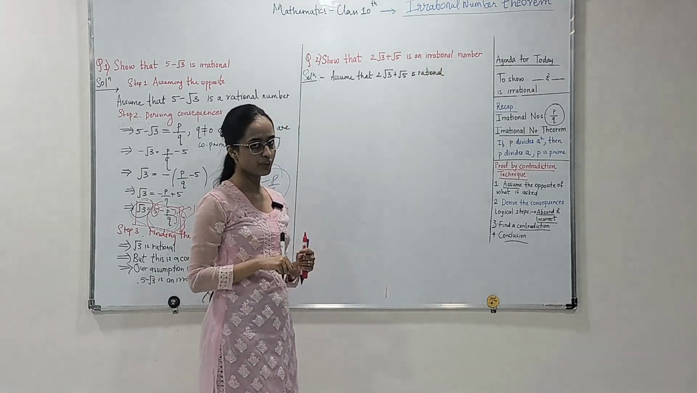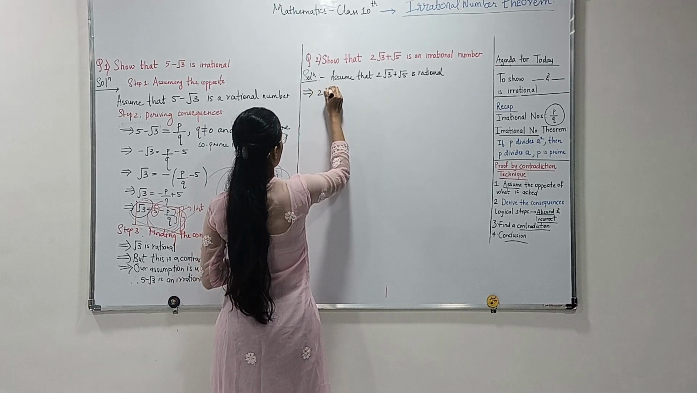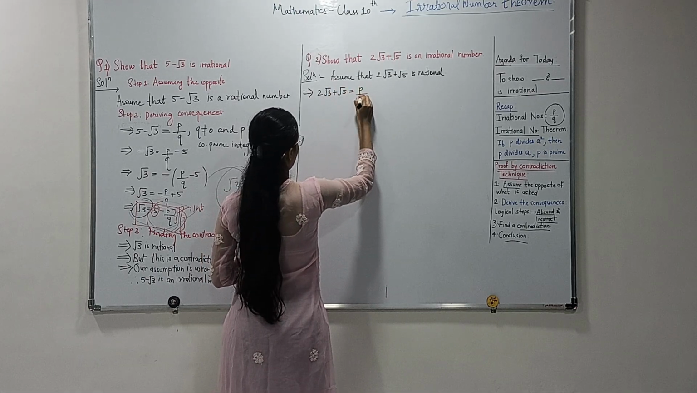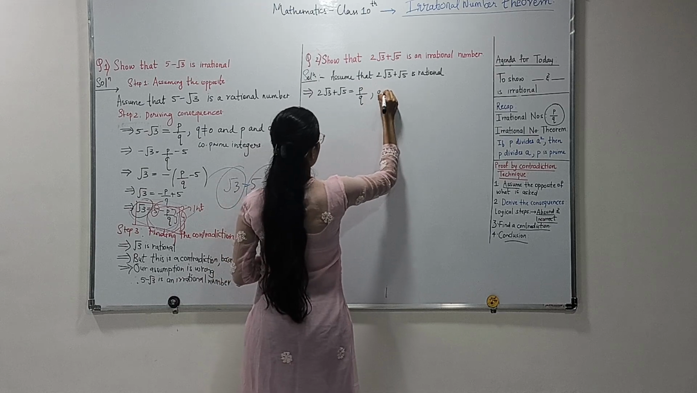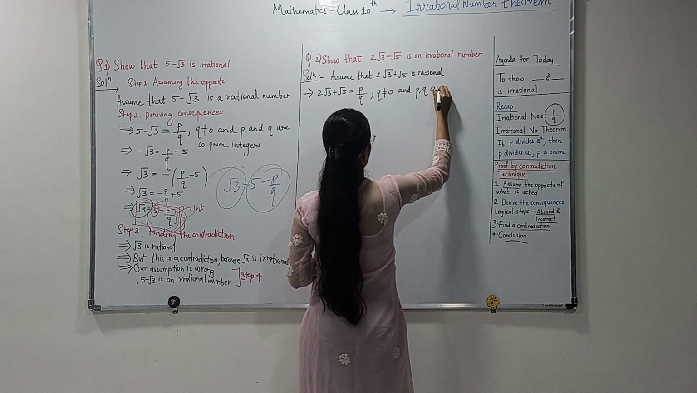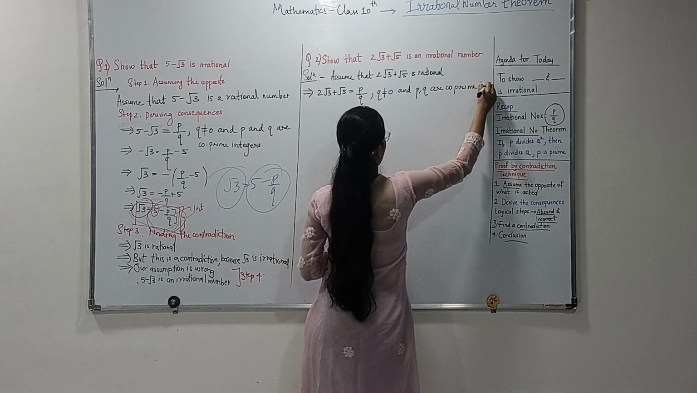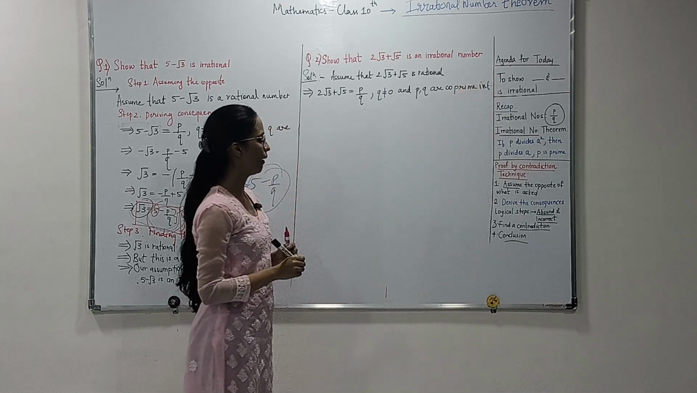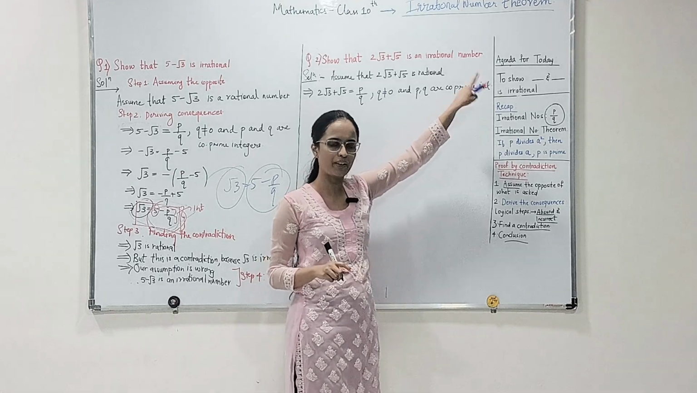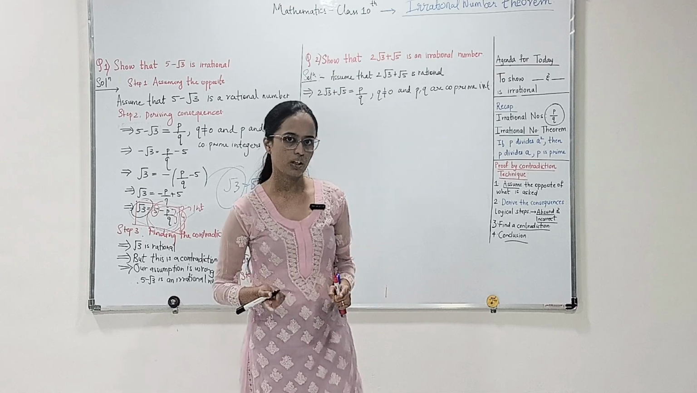Now we are going to derive the consequences of this assumption. So this implies that 2 root 3 plus root 5 would be equal to p upon q, where q is not equal to 0 and p, q are co-prime integers. Alright, now again, this is a short form that I have used, but it is advisable for you to not use such short forms in your paper.